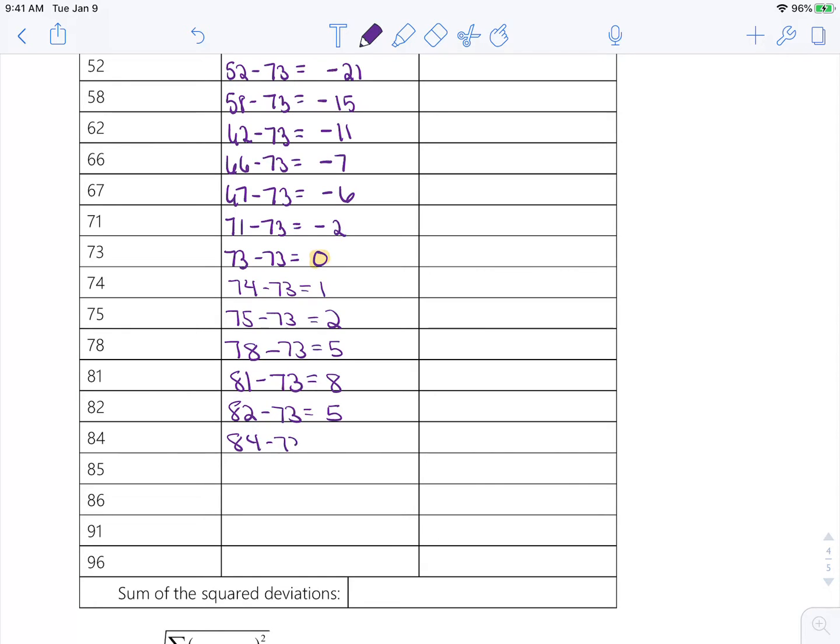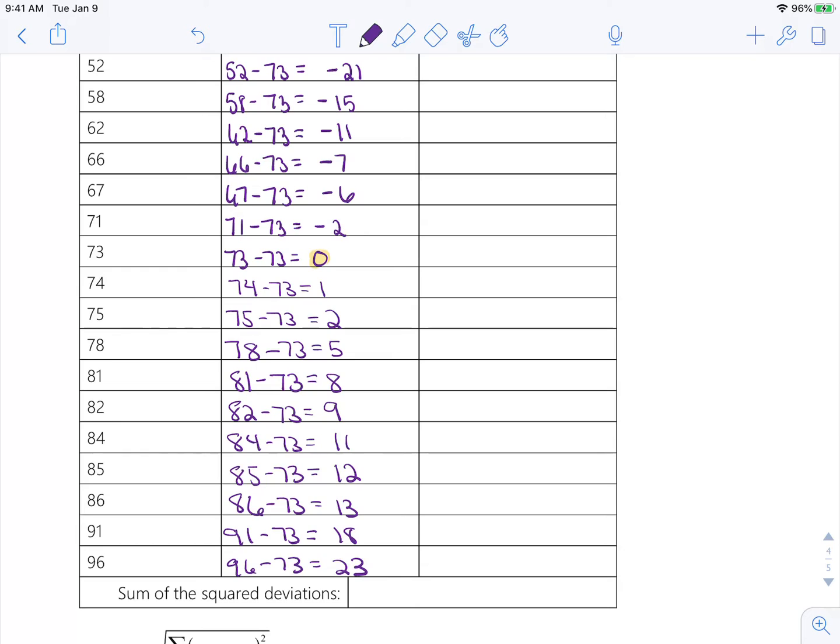82 minus 73, 5. 84 minus 73, 11. Did I mess something up? I sure did. Sorry. That's not a 5. 82 minus 73 is a good old 9. Okay, now 85 minus 73 is 12. 86 minus 73, 13. 91 minus 73, 18. 96 minus 73, 23.